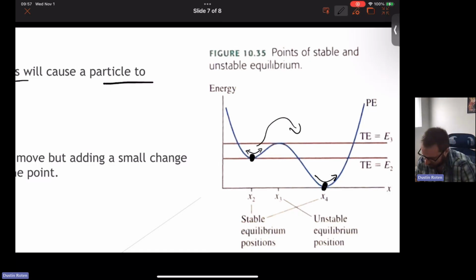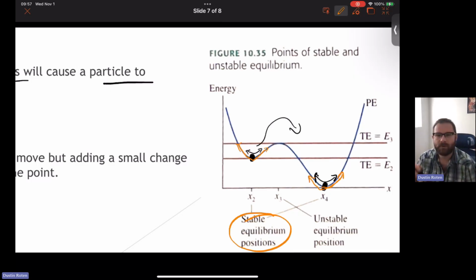Same thing down here. If a particle gets to x4 and you just give it a little tap, it's just going to oscillate back and forth. It's kind of happy in this stable equilibrium. And with a potential energy plot, these equilibria, the stable ones, they all have the same shape. They're essentially a parabola pointed up. Okay, so that's a stable equilibrium.